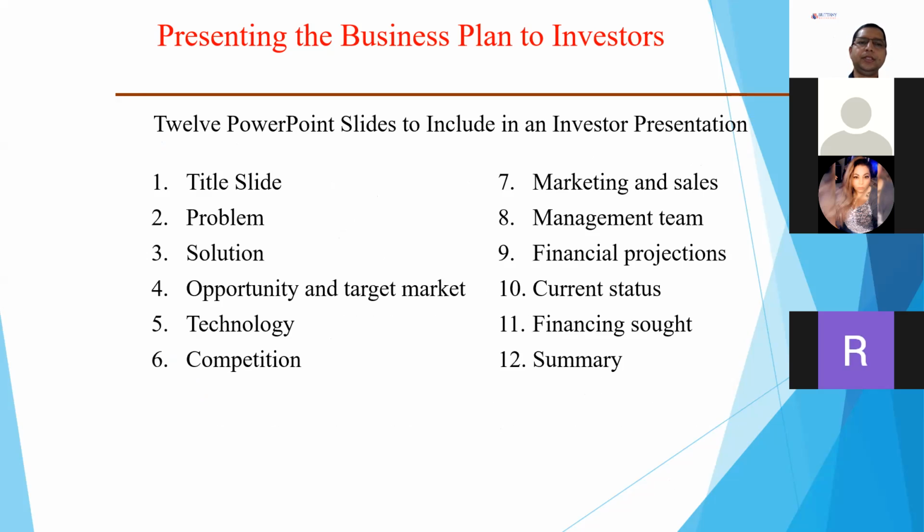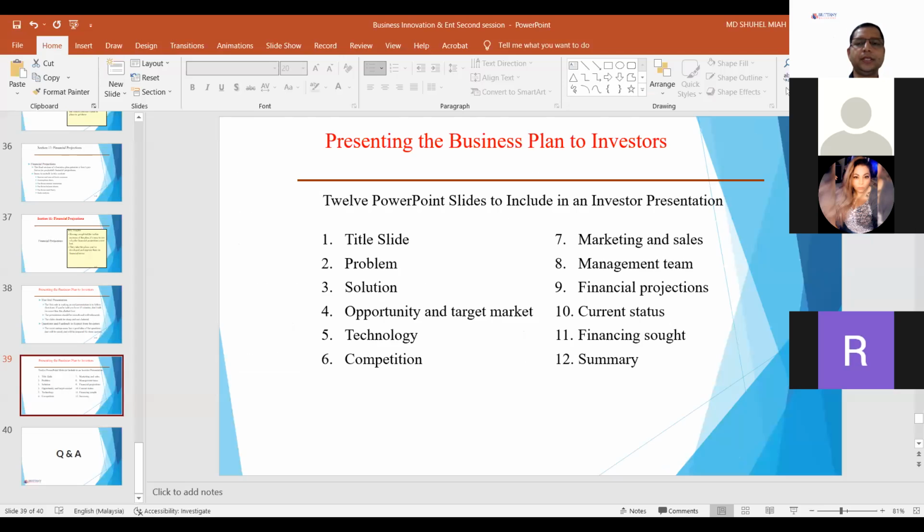So these are the things you should put in your presentation. You should put the title slide, and then problem, solution, opportunities for the target market. What is the technology involved? Your competition, or who are the competitors? Marketing and sales information, management team, financial projection, current status, finding financing, and the last one is the summary, right? So this is how your business plan should be created. Let me show you one of the examples.